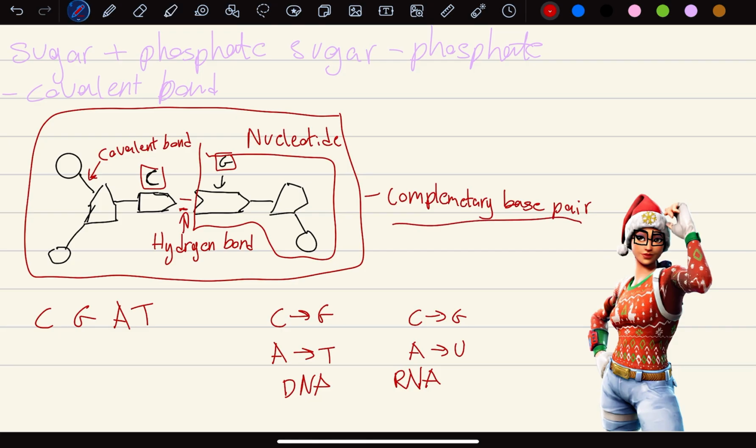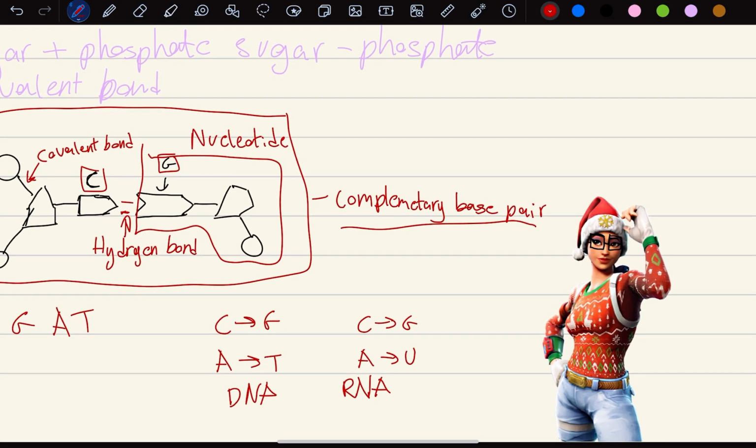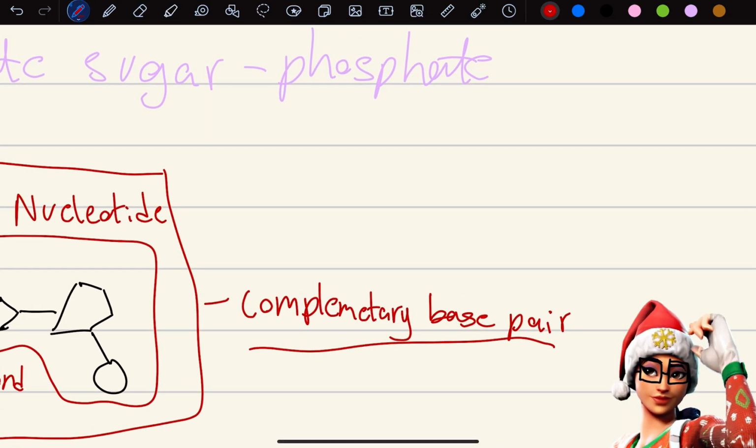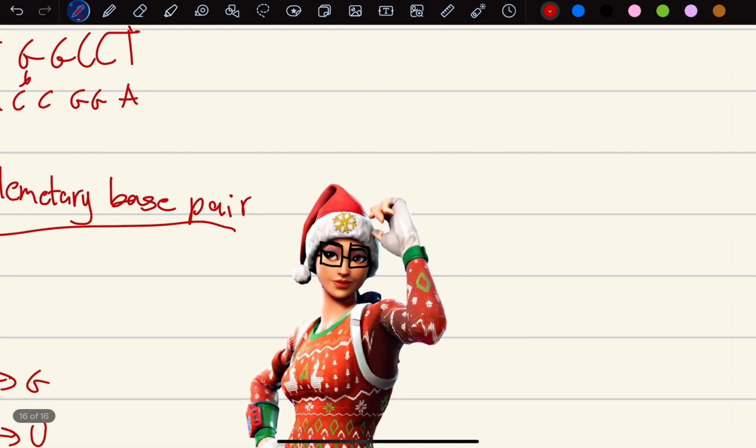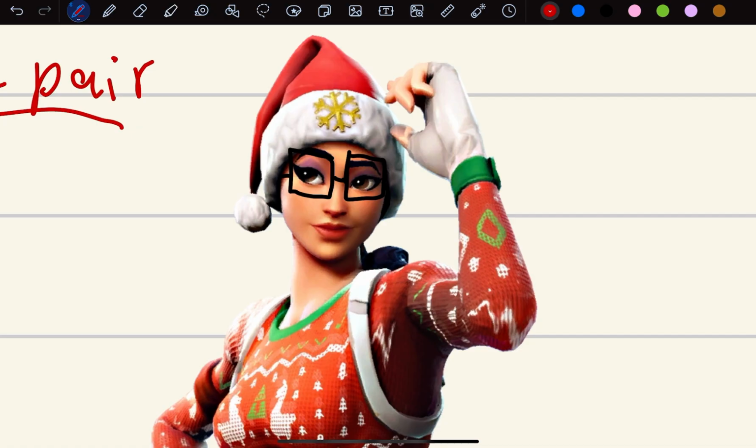So if you have, let's say, a strand that is A, C, T, G, G, C, C, T, its complementary pairing would be T, G, A, C, C, G, G, A, because A goes with T, C goes with G, T with A, you get it? Do you understand, Nogops? That is all you need to know for now.